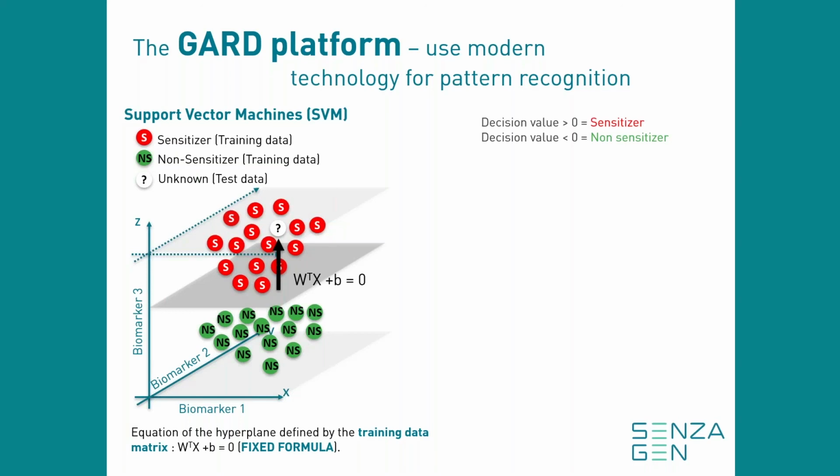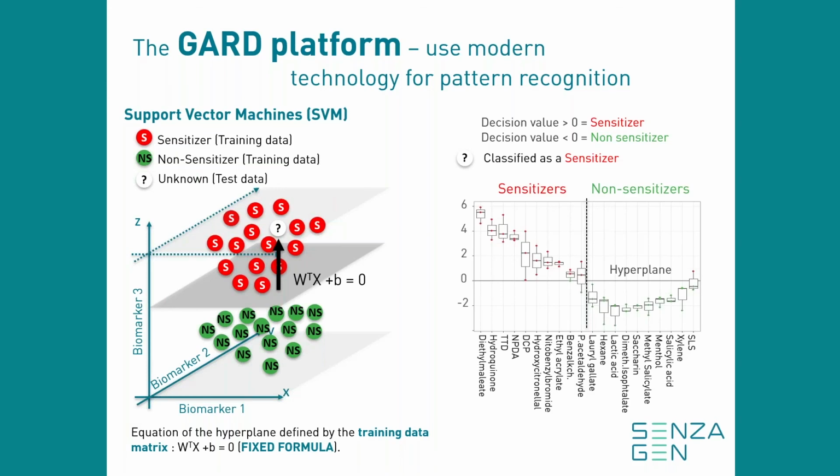In this specific case, we can see that the test compound is above the hyperplane, and it will subsequently be classified as a sensitizer. Even though I only show it here for 3 biomarkers, the same idea works perfectly well for 200 biomarkers, but then you need to look in 200 dimensions, which is of course not possible to visualize, but you can still use the same mathematics to describe it.